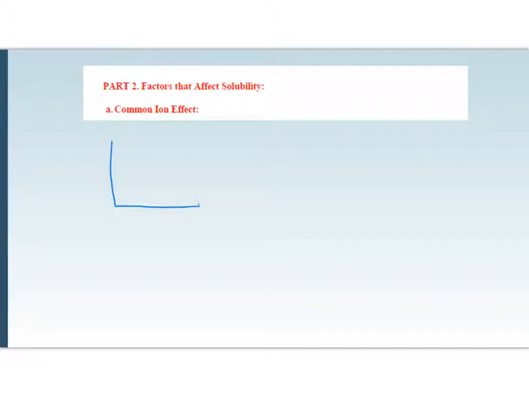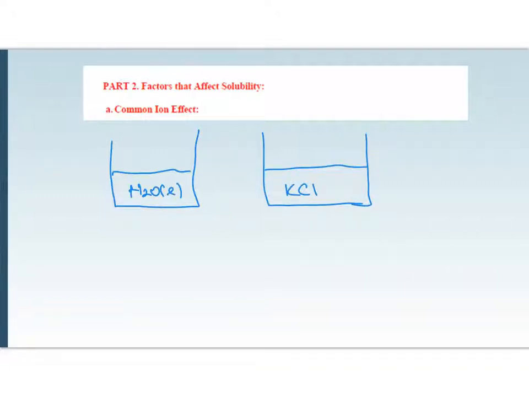For example, you have pure water in a container, and you have another container with potassium chloride aqueous solution, meaning there is potassium chloride solid plus the water molecules. Now you add sodium chloride to both of them, let's say. Which one do you think will dissolve more sodium chloride? Let's say this is solubility 1, this is solubility 2.